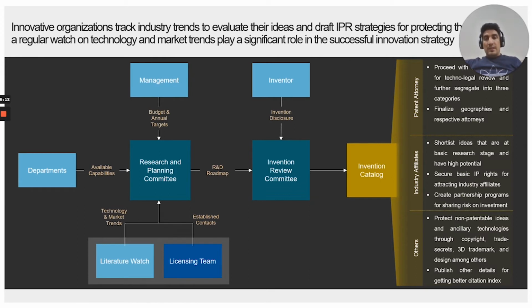You can be working with a corporate, so then you come under the departments. You need to look at your available capabilities, which technology you know, what you know. Then this research and planning committee can be a virtual thing. It is what you do before you start an innovation. You look into the technology and market trends. You look into your established contact base because you need to see where you can sell and how you can sell. So all of this you have to plan at this stage.